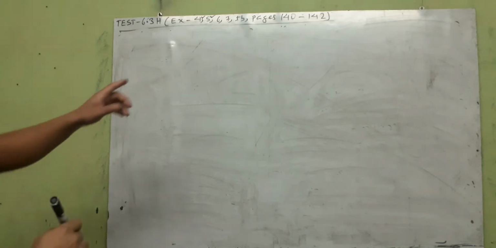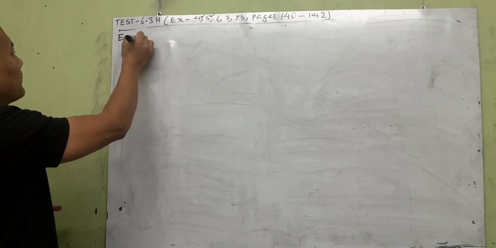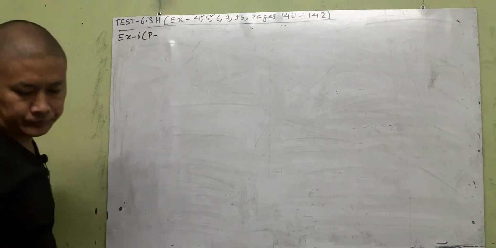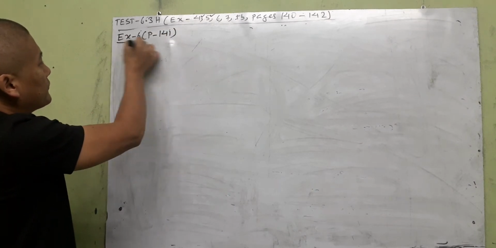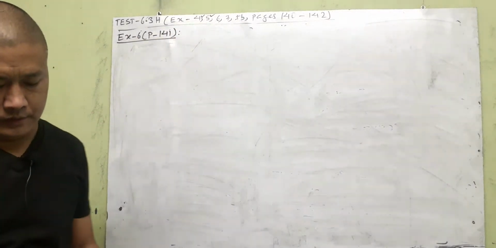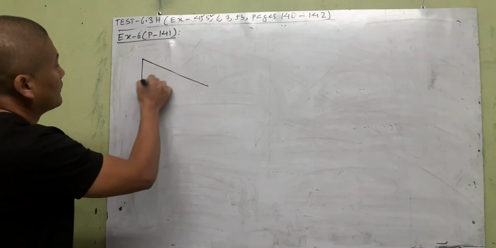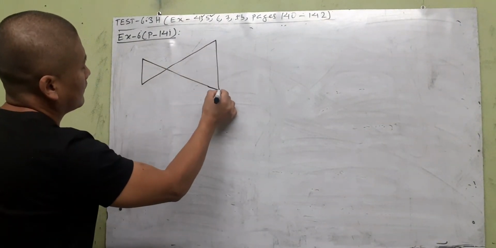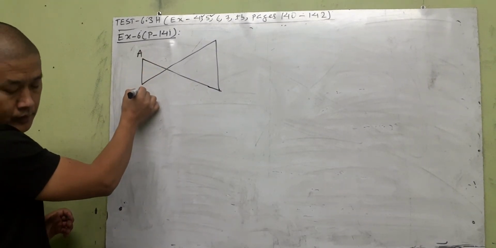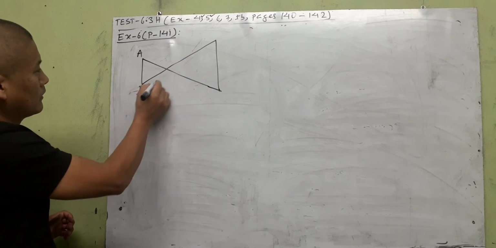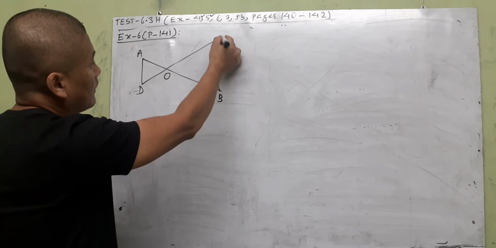So the next one here in this class, example 6 and 7. Okay, so let's go to 6, page 141. Okay, let me read the question for us. So figure is given, so let's just draw that. Something like this is given, like this. A, D, O, and B and C.